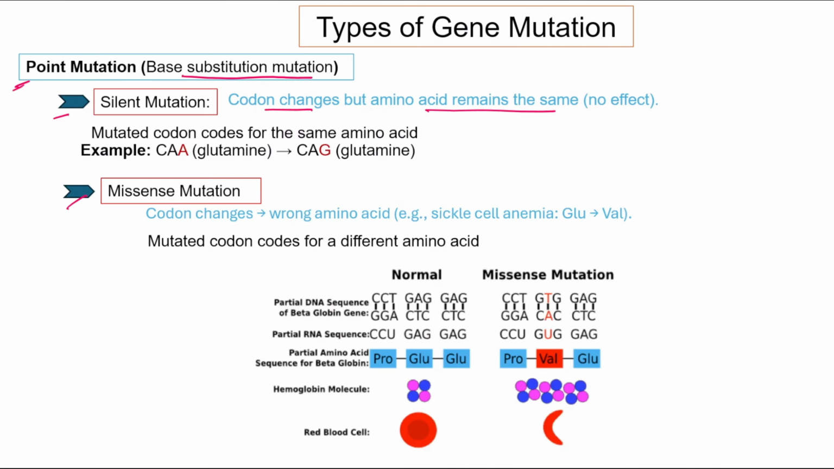So in silent mutation, where the codon changes but the amino acid remains the same, this mutation is called silent mutation because, being silently mutated, there is no change in the cell, because the amino acid is the same. Here is an example: CAA codes for glutamine. After the change to CAG, A changes into G, and that also codes for the same amino acid, glutamine. So this mutation is called silent mutation.